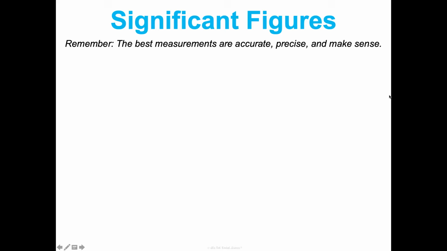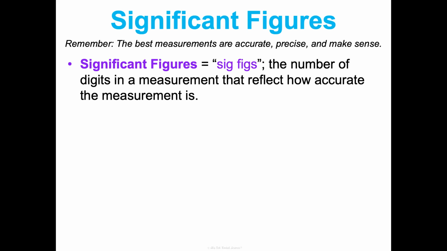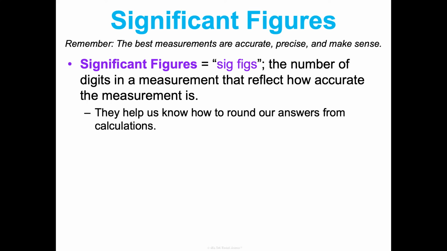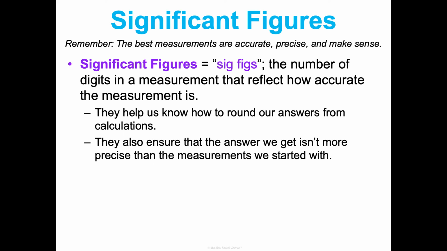So again, remember, the best measurements are accurate, precise, and they make sense. And that's where sig figs come in. Okay, significant figures, significant digits, sig figs. These are just the number of digits in a measurement that reflect how accurate the measurement is. This is where they really help us. They help us know how much to round our answers when we're doing calculations, because we want to make sure that the answer we are reporting is not more precise and more specific than the measurements that we started out with.